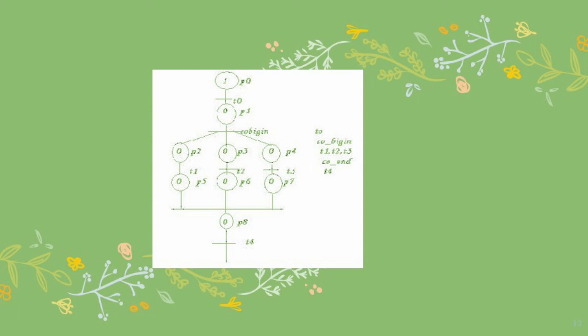They can fire simultaneously or in any order. This corresponds to concurrent execution of tasks T1, T2 and T3. When each of tasks T1, T2 and T3 completes its processing, a token is placed on the corresponding output place P5, P6 or P7. Co-end is not enabled until all three tasks complete their processing. Firing of co-end removes the tokens from P5, P6 and P7 and places a token on P8, thus enabling P4, which can then fire.